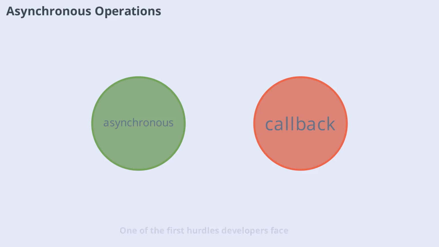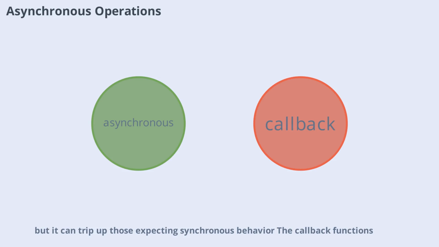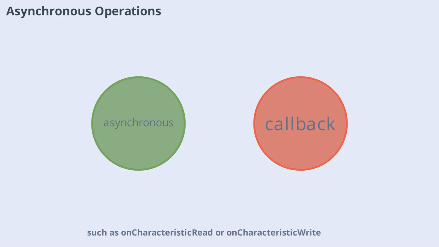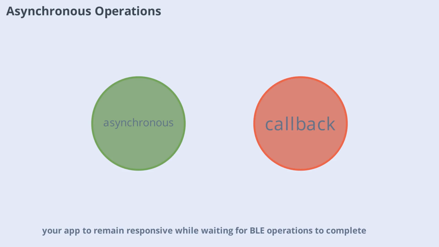One of the first hurdles developers face with Android BLE is understanding asynchronous operations. When you issue a read or write command, it returns immediately, but the actual data comes back later through a callback. This is a common pattern in network programming, but it can trip up those expecting synchronous behavior. The callback functions such as onCharacteristicRead or onCharacteristicWrite are where you handle the results. This asynchronous nature is not a bug, it's a feature that allows your app to remain responsive while waiting for BLE operations to complete. However, it means you must carefully manage the flow of commands and responses.